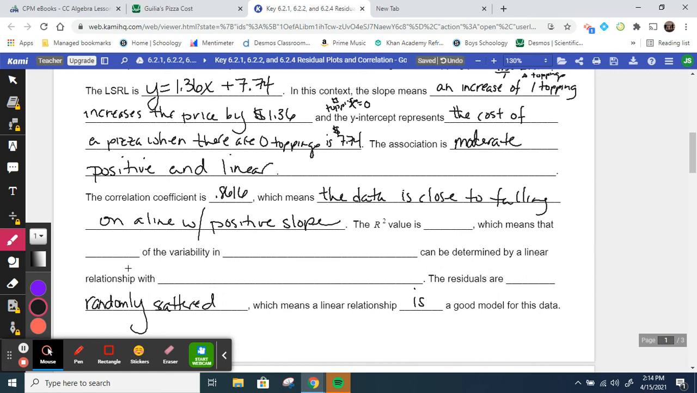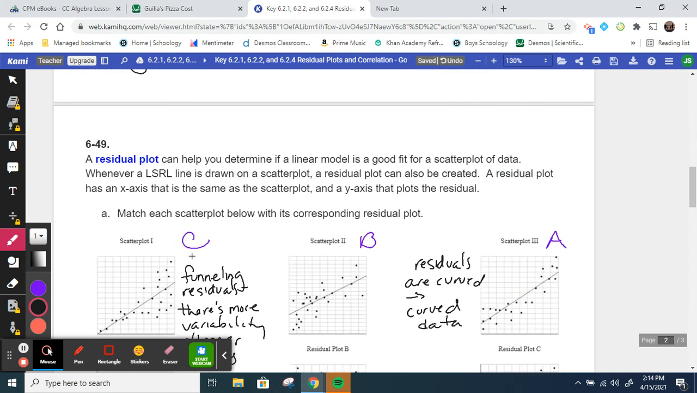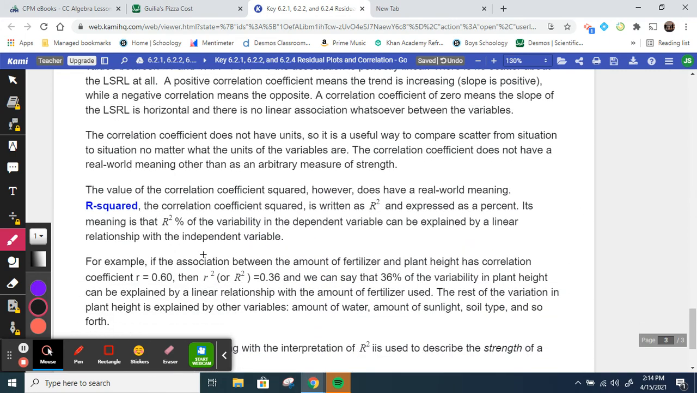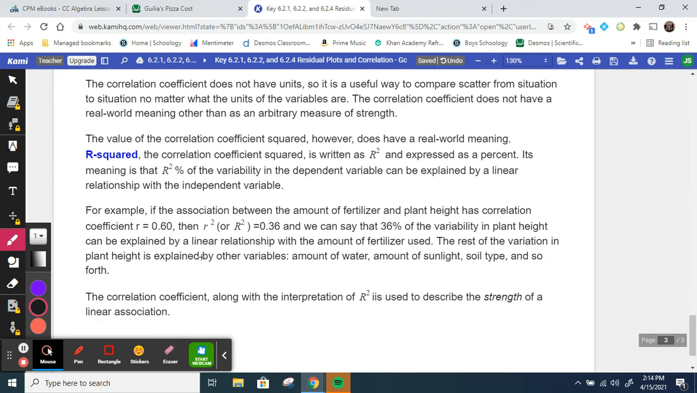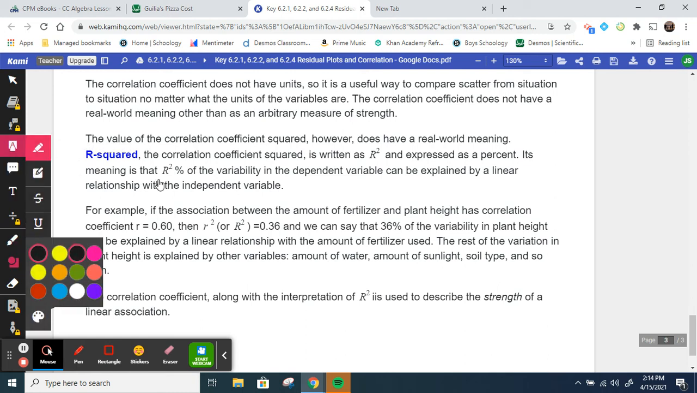All right, and then the last thing, this R squared value. We're going to get into this next. The value of the correlation coefficient squared, however, does have a real-world meaning. R squared is written as a capital R squared and expressed as a percent. Its meaning is that R squared percent of the variability in the dependent variable can be explained by a linear relationship with the independent variable. Every time we talk about R squared and variability, it is always the same statement, and we would just change up whatever the percent is.